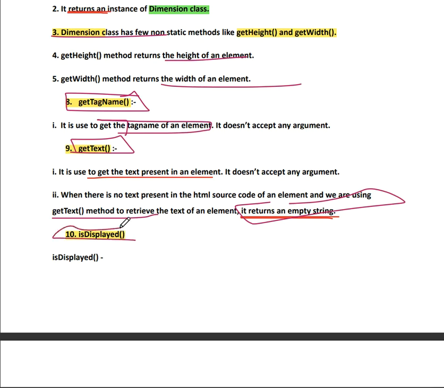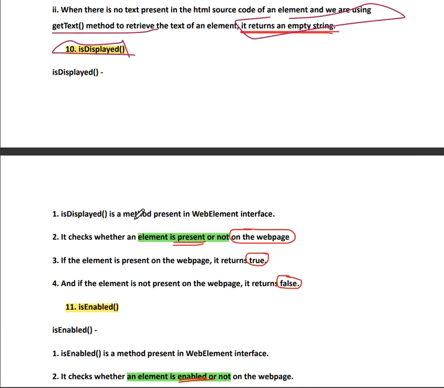Then there is the isDisplayed method. isDisplayed is a method present in the WebElement interface. It checks whether the element is present or not on the web page. If the element is present, it will return true, and if the element is not present, it will return false. So this question is an important question regarding interviews.